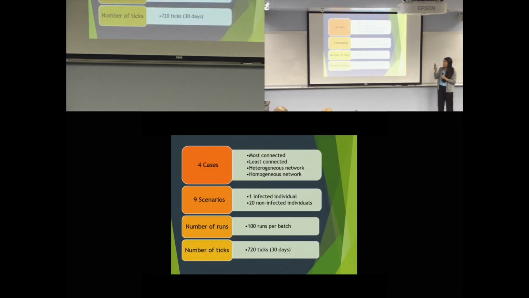So we have these 4 cases, and under those 4 cases, we ran 9 different scenarios where we split the infectious numbers by 1 and 20. And we ran those in large batches of 100 runs so that we could average those. And in each run, there are 720 ticks, like Taylor said, to represent 30 days. 30 days we determined to be long enough to fully see the transmission, but not long enough to be too concerned with reinfection.